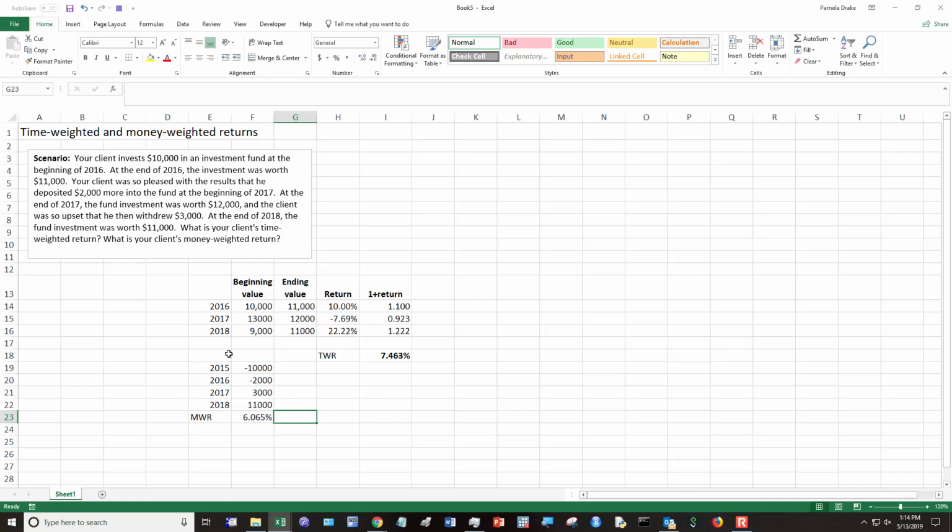So let me label this and neaten it up a little bit so that you see clearly what everything is on this page. So we've got the time weighted and we had the money weighted return.